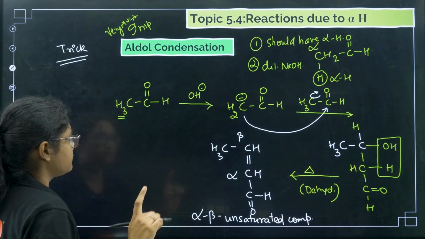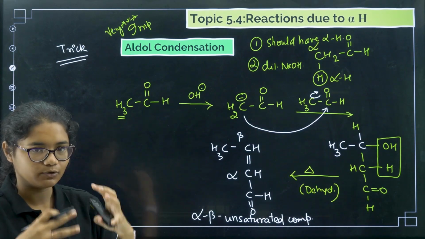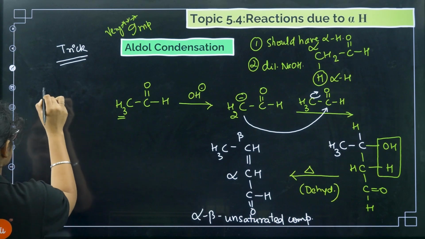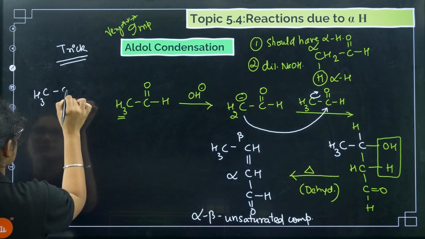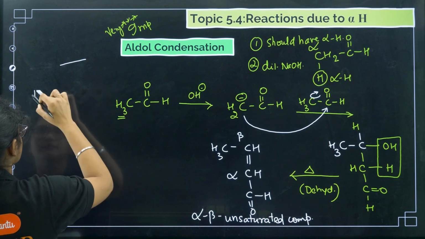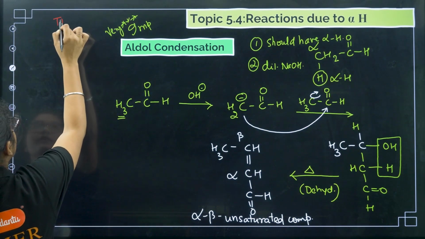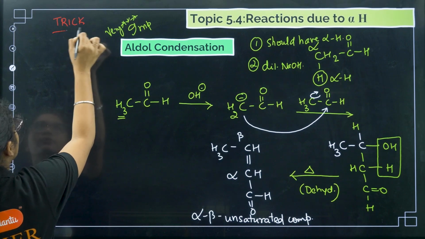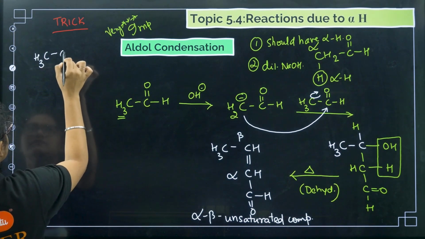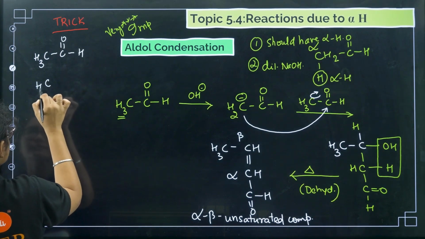First of all, whatever the reactants are, you have to write them vertically, one below another. Our reactant is CH3COH, so I'll write it like this, a little up so that we can see it. This is the trick. Now another molecule of CH3COH, so write it below.